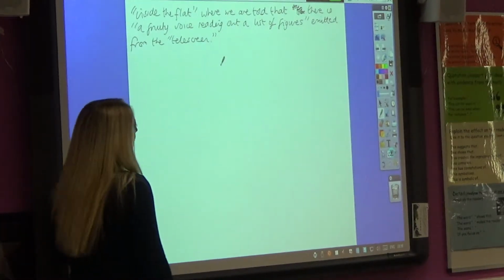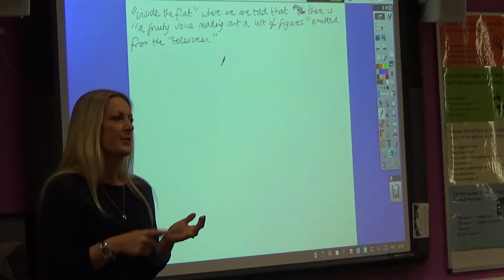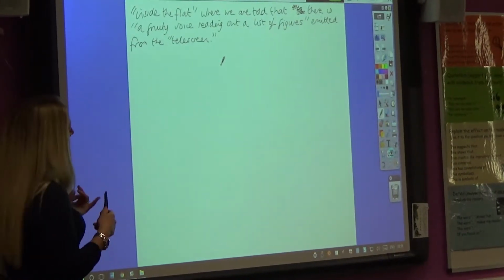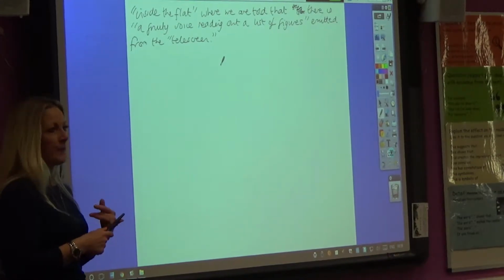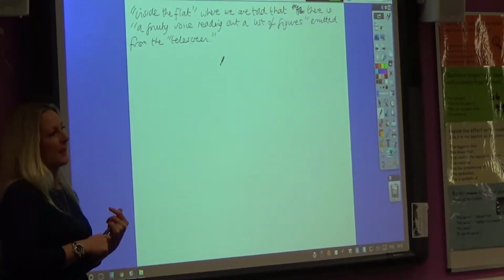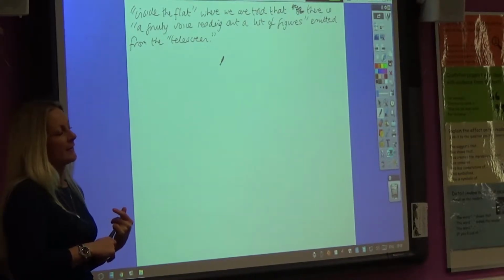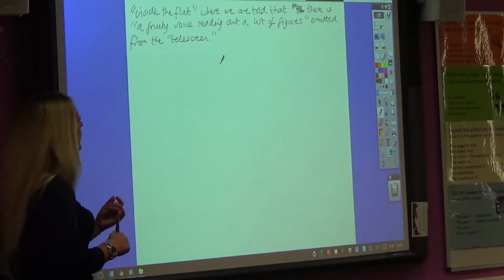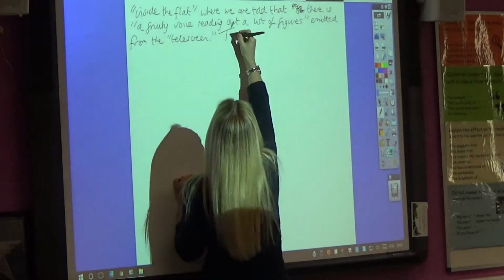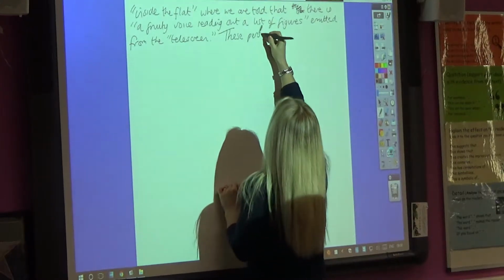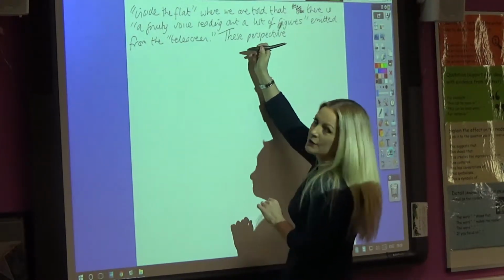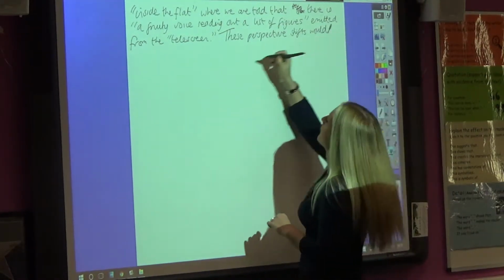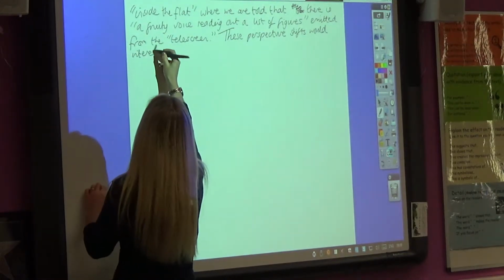Okay, so we've got loads of textual evidence that there are place shifts. We've got the terminology, perspective shift and place shift. What do we now need to do? Ladisha, what do we now need to do? Good, okay. So now you've got to tell me why these perspective shifts would interest the reader. So have a look at your notes again. You should have written something down for that. So these perspective shifts would interest the reader.